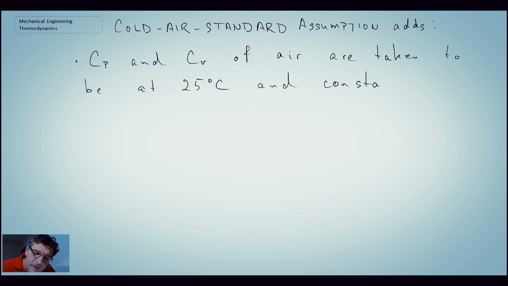If you cannot invoke this cold air standard assumption, what you will need to do is you will need to account for variable specific heats. And typically the temperature differential in any of these engines is going to be more than 200 degrees Celsius. Consequently, you need to use the tables in the back of the book, usually when you're solving any of the engines, so the internal combustion or even the external combustion problems. So those are some of the assumptions that we'll be making as we go through solving gas power cycle problems.